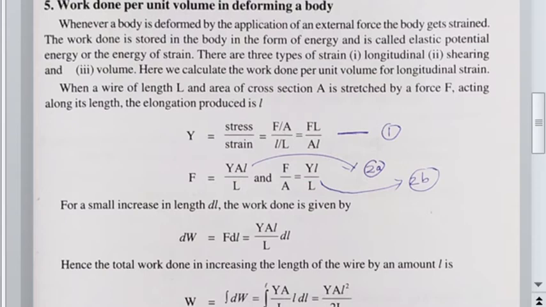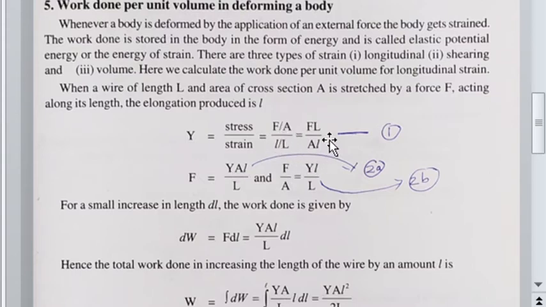This force by area is the equation for stress, and this small letter l denotes the change in length, or delta L. This denominator factor represents the strain, l by L. So I am simply rearranging this l by L. I got the equation for Y as FL divided by Al. This capital letter L comes to the numerator and the area comes to the denominator.